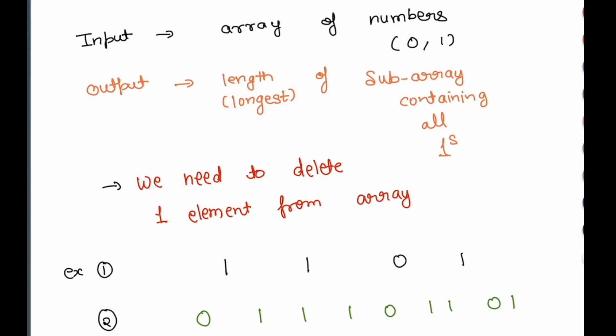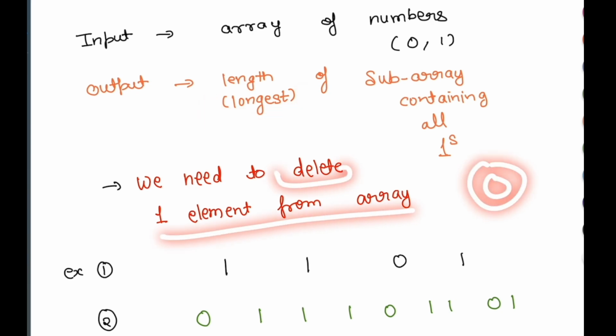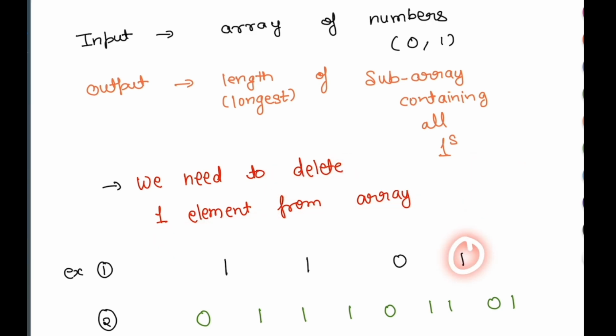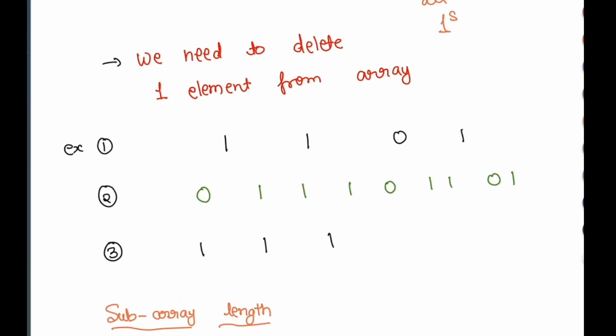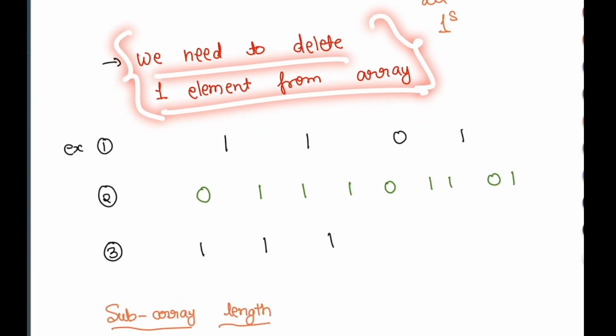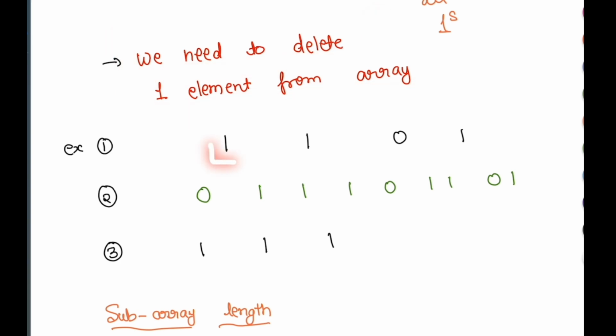So we should focus on deleting one element which is a 0. We should not focus on deleting an element which is a 1. If you delete a 1, you are going to reduce the length of a subarray containing all ones, right? But if you delete a 0, the chances of finding a longest length subarray will be more, right? For example, if this is our input, as of now, if we do not delete any element, this is a subarray containing all ones. The size is 2, right?